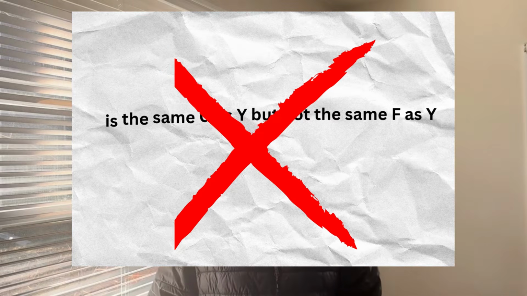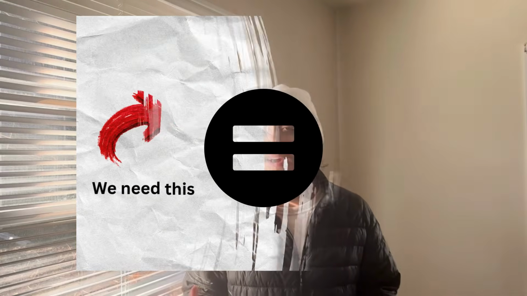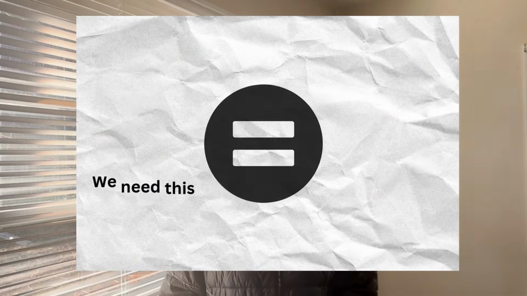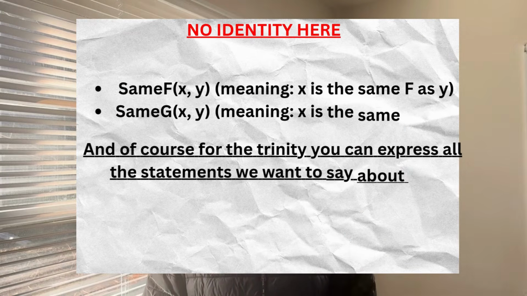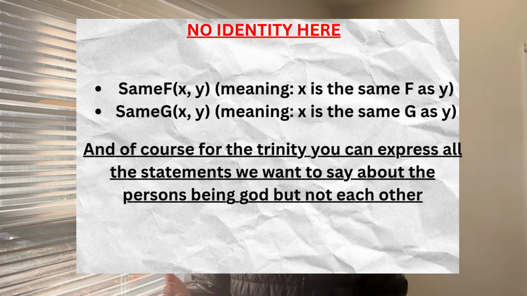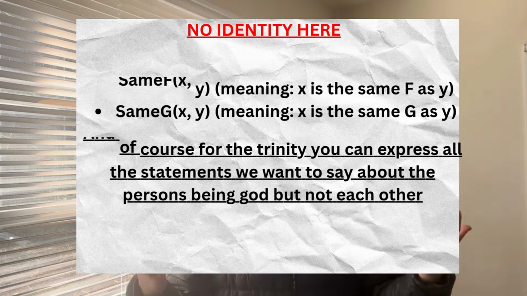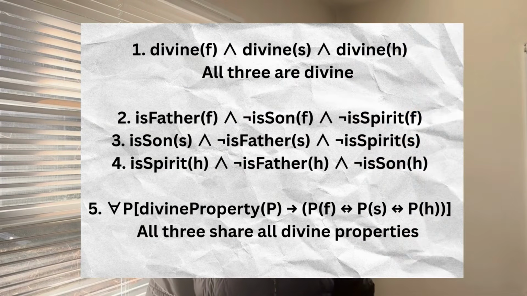And why is that a misunderstanding? Well, because that does not tell us whether or not we are using the identity operator at all. The statement X is the same G as Y can be expressed in an equivalence class. I'll put it up on the screen for you guys to see how that can be expressed. Or it can be expressed in simple predicate logic, standard predicate form. So it doesn't require us to use the identity operator at all.